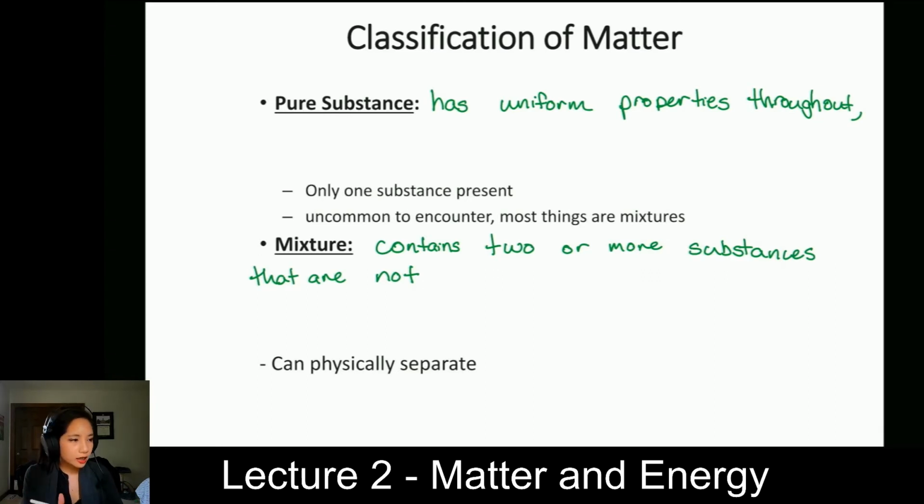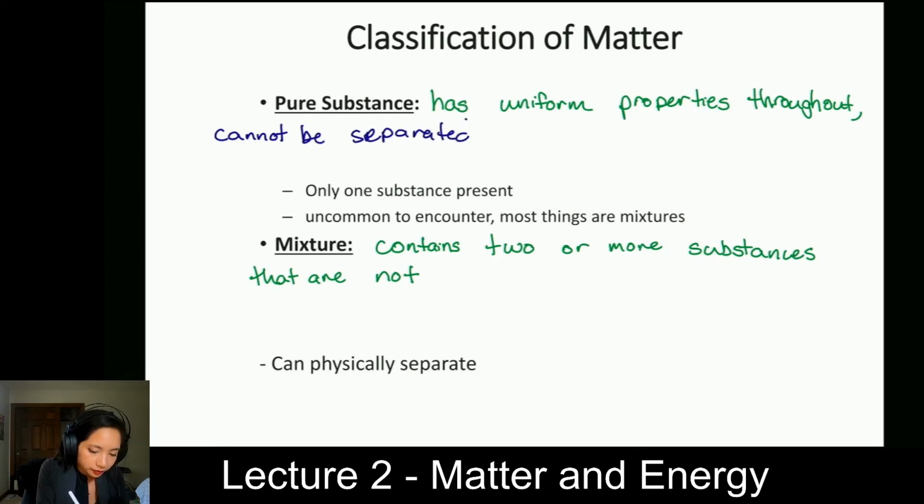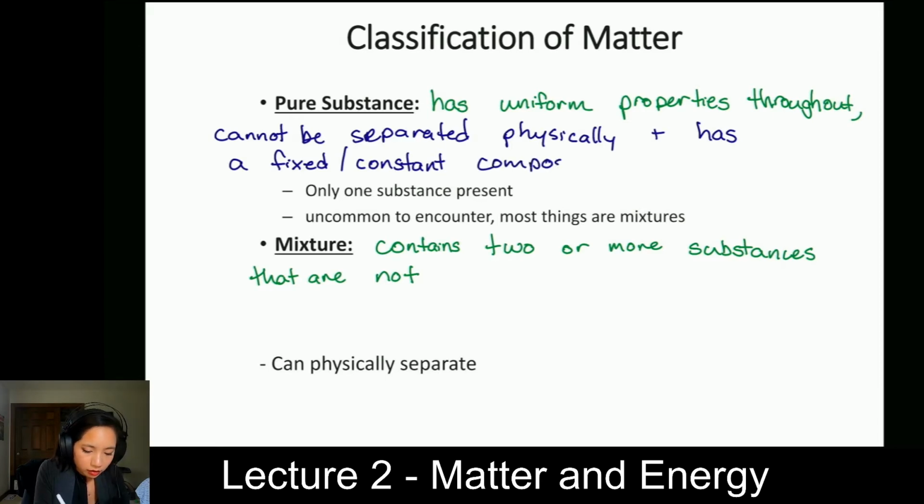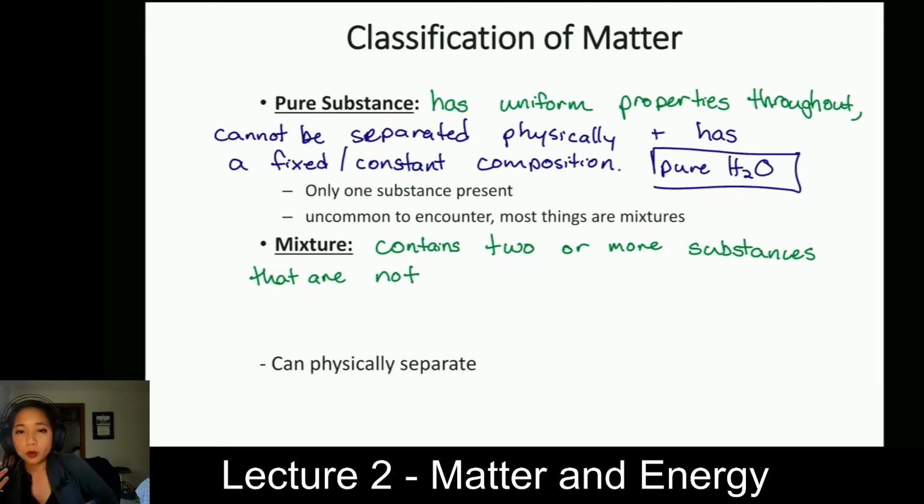All right, so let's just get these definitions out of the way. So a pure substance has to have uniform properties throughout. It cannot be separated physically and has a fixed or constant composition. So my example here usually is water. It has to be pure water. So I'm not talking about tap water. It has to be pure water. So there's my example. Only one substance has to be present.